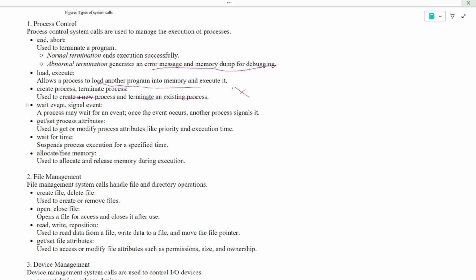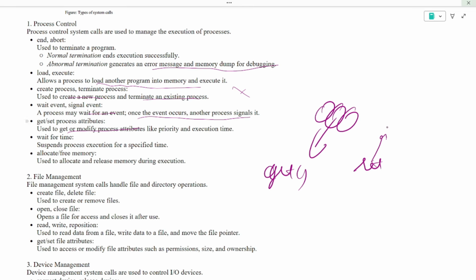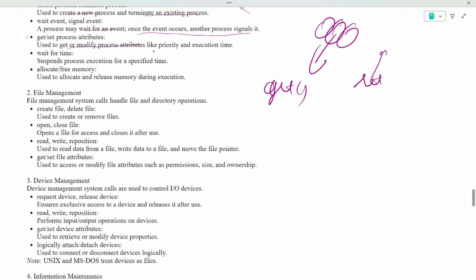Next are wait event and signal event. That means you wait for an event and another process will signal it. Get means you get a ready process using the get function, and set means you set its attributes. Then wait for time, and allocate and free memory. Next, in file management, you can create file, delete file, open, close, read, write, reposition, and get or set file attributes.